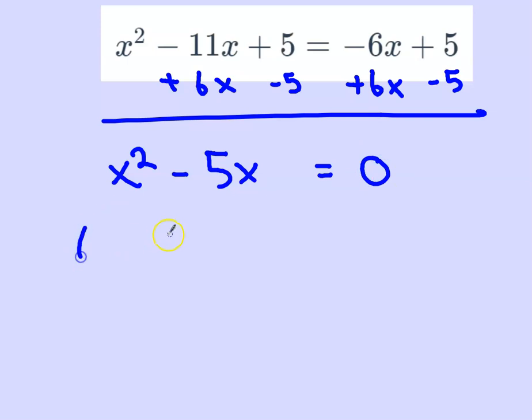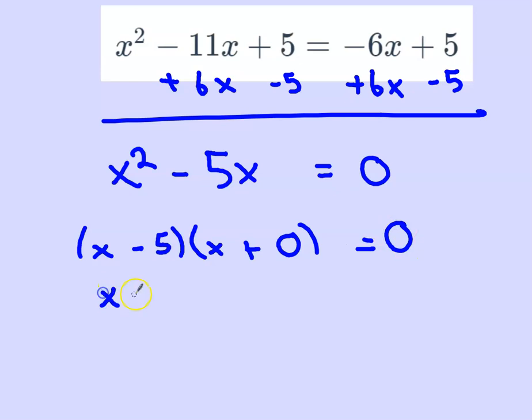Okay, so I ended up with x squared minus 5x. You could look at this one and say, hey, the two numbers here have to multiply together to get 0 because there's nothing here, and they have to add together to get negative 5. So what would that be? Well, negative 5 and 0 multiply together to get 0 and add together to get negative 5. And so x could equal 5 or x could equal 0.